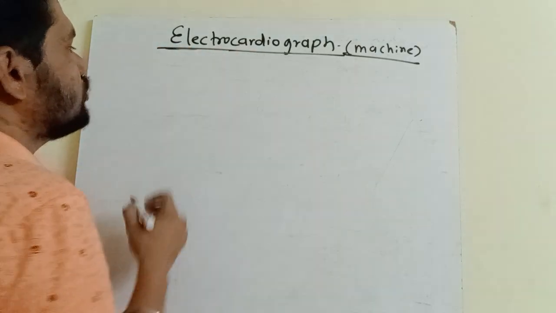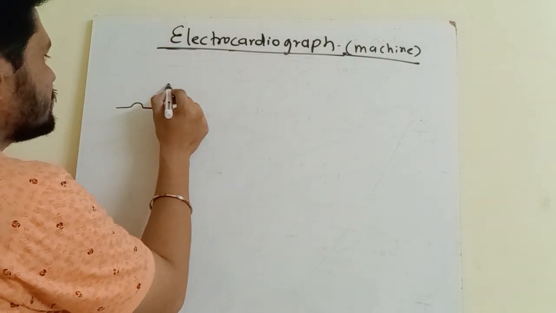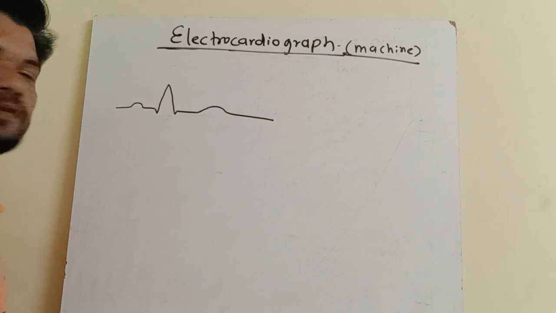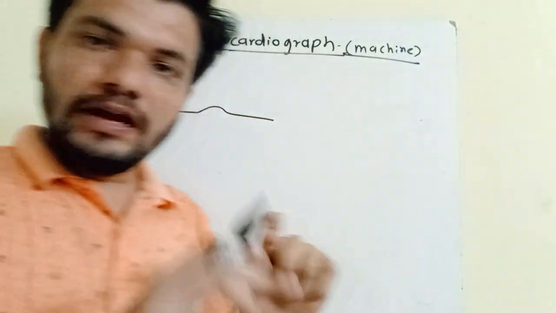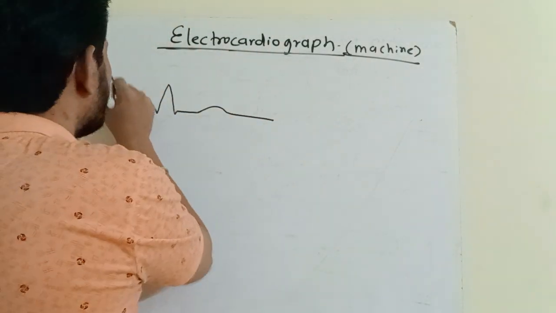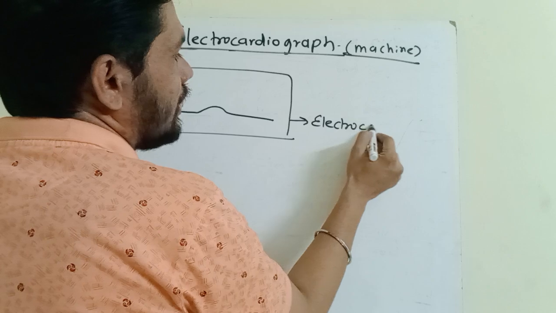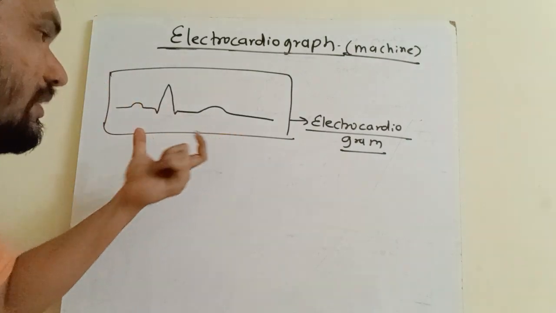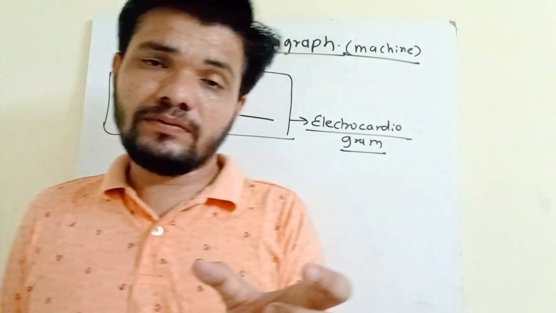And first thing, it shows a graph like this. So all the peaks in this graphical representation will be known as the electrocardiogram. The printed graph which we get after the ECG is done is called the electrocardiogram.